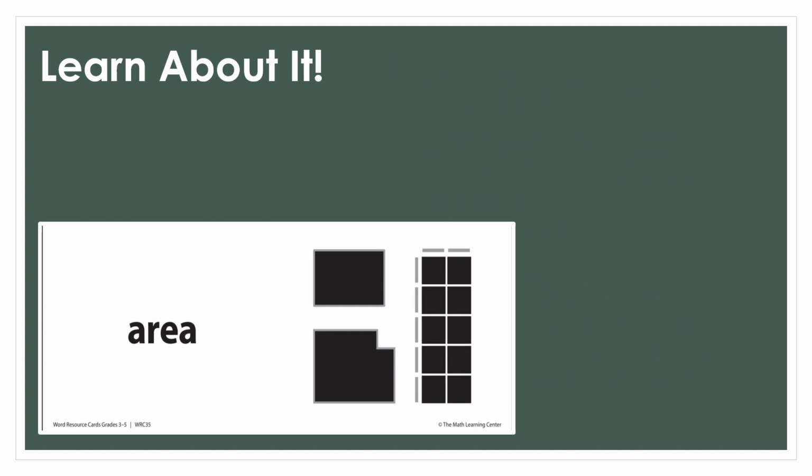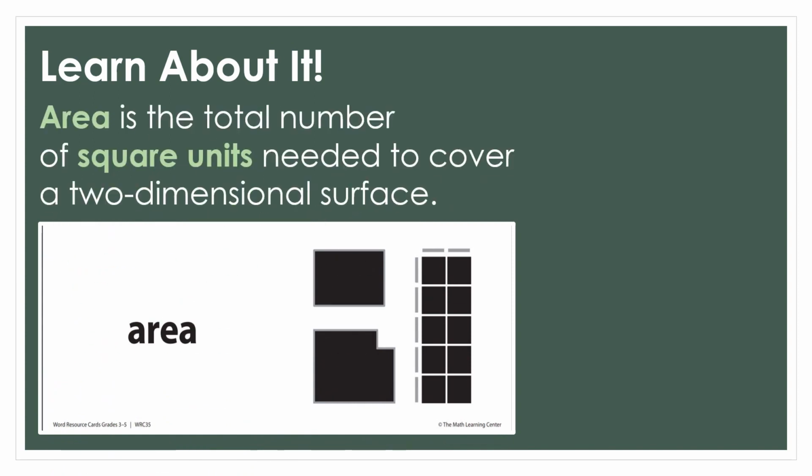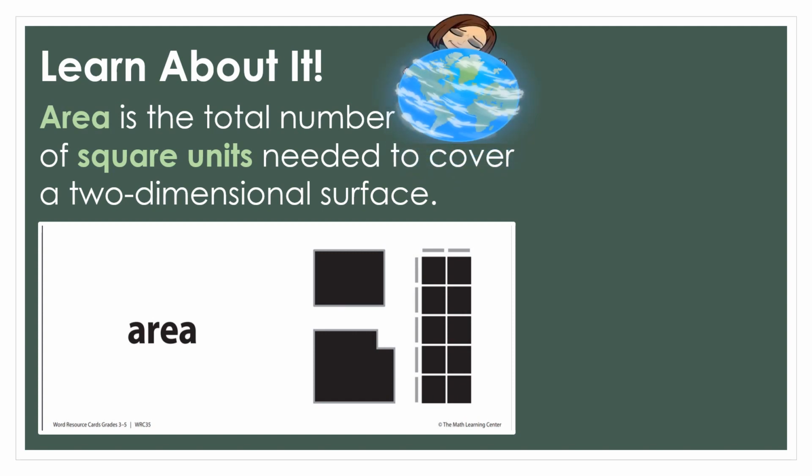Learn about it. In our last lesson, we discussed that area is defined as the total number of square units needed to cover a two-dimensional surface, like when we want to recover our floors with new carpeting, or maybe we need to repaint the walls in a room. This would be all examples of two-dimensional surfaces where we would need to know the area of those spaces. So this brings us to our next part of our conversation when we talk about when area could come up in real-world problems and situations.